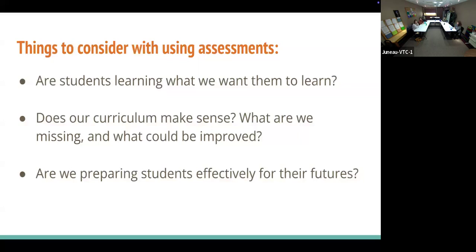Things we should consider when using assessments. Are they learning what we want them to learn? This is always a good test of that, including unintended learning. Does our curriculum make sense? What are we missing? What can be improved? When you get those MAP assessments back, I love how they break it down. Math has geometry as one section, and you can see they were in the single percentiles for that, but did really strong on this, so now maybe we need to supplement what we've chosen or regroup and go back. And are we preparing students effectively for their futures?